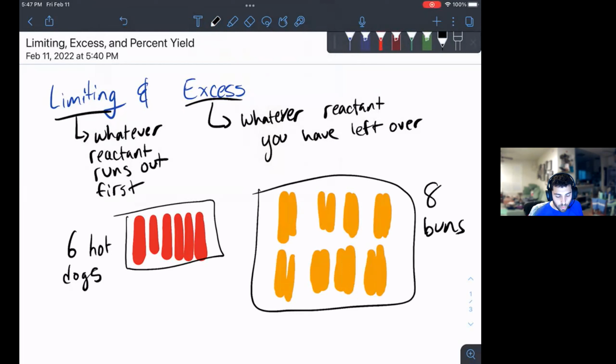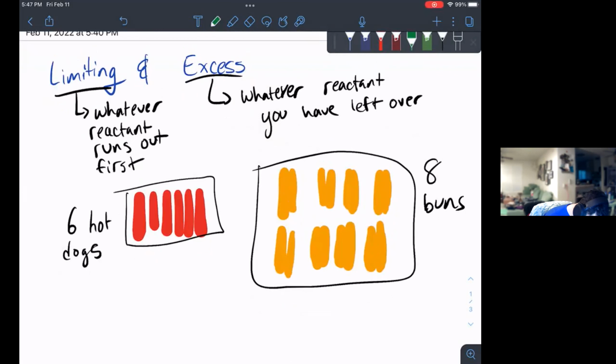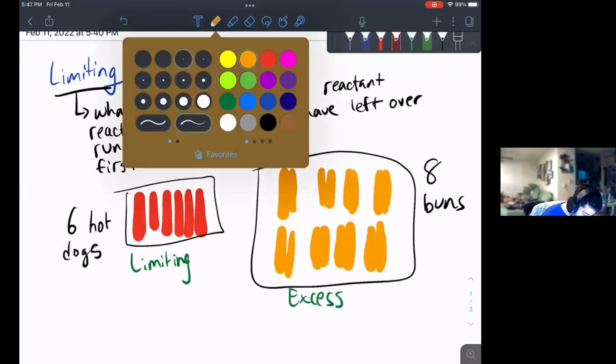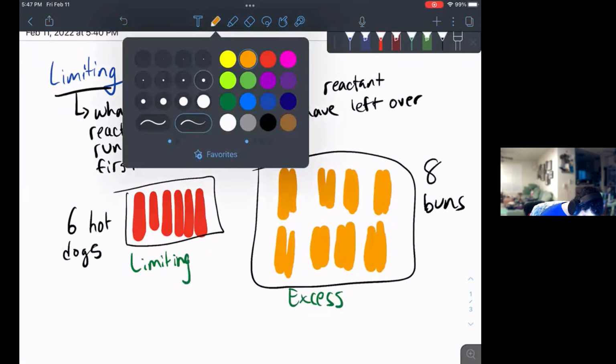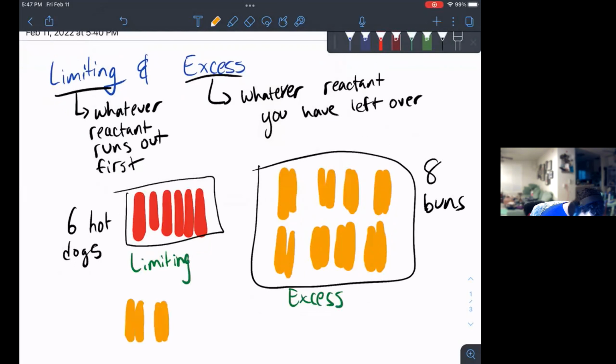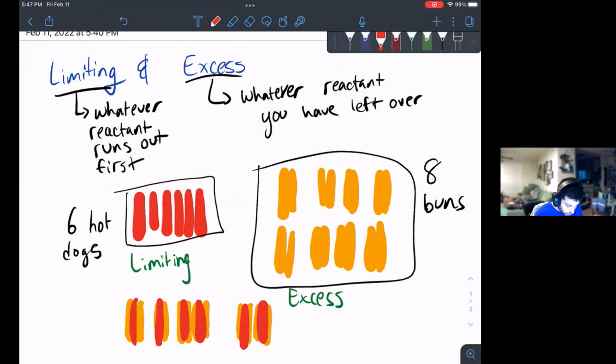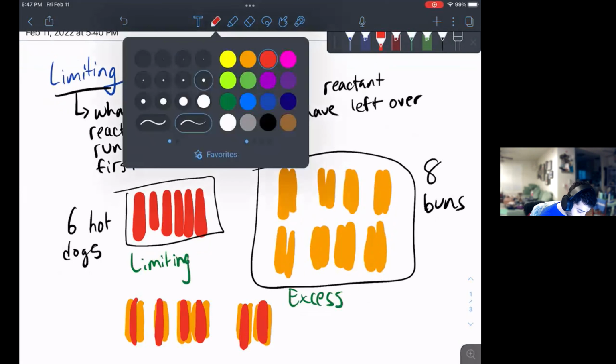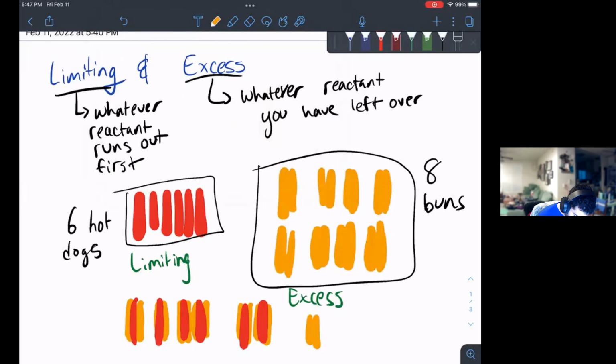When you're making hot dogs, one of these is your limiting and the other is your excess. Your limiting is going to be your hot dogs, and your buns will be your excess because you have 2 more buns than you need. So even though you make 6 wonderful hot dogs, you still have left over 2 buns.